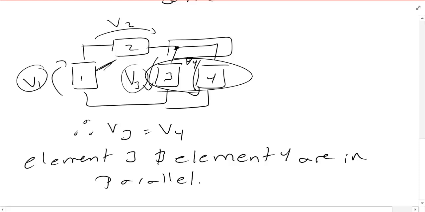What's important to remember is that element 2 and element 1 are neither in series nor in parallel with elements 3 or 4. It's possible that your elements are not going to be in series or parallel with each other, and that's fine. It means we can't make any simplifying assumptions. For instance, we can't say they share current, and we certainly can't say they share voltage.